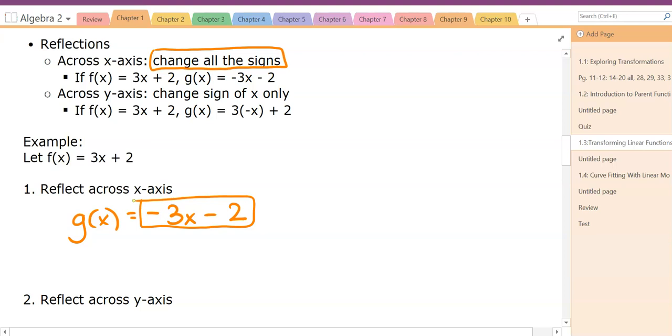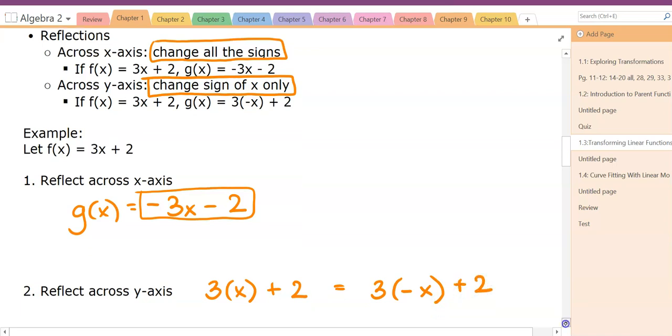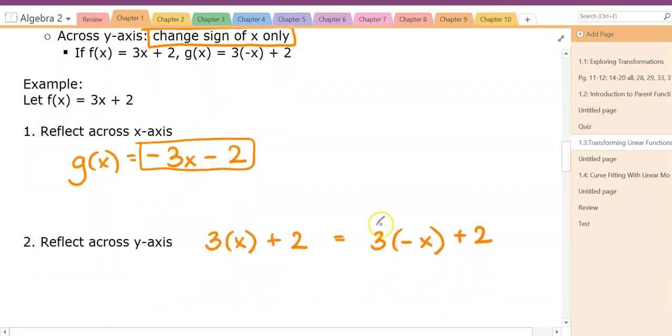For the second one, they want me to only reflect it across the y-axis, so the rule for this one is to change the sign of only the x. So again, if it helps, put that 3 and then put x in parentheses next to it, plus 2. So you only change the sign of the x term. So you're going to draw like a negative in that parenthesis now next to the x, because that's the x term that we're changing. And we still are going to have plus 2. So we don't do anything to that plus 2. If you distribute here, so if you just end up multiplying those, you're going to end up with negative 3x plus 2.